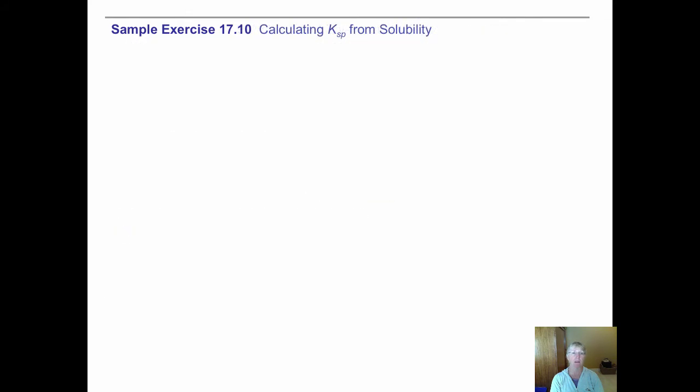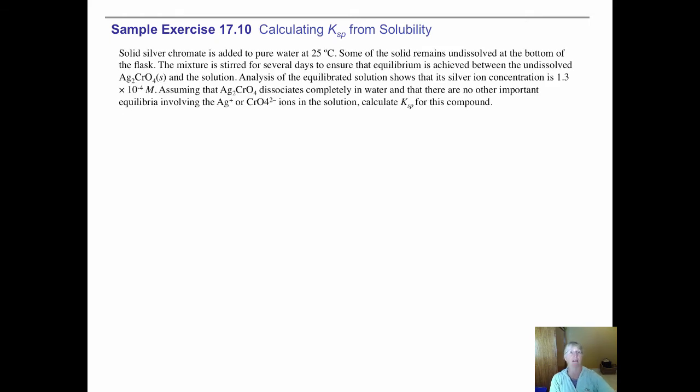Now, there's another sample exercise that shows how to calculate Ksp from solubility. This time, they tell you some solid silver chromate is added to pure water at 25 degrees Celsius. When they say some of the solid remains at the bottom undissolved, that means it's saturated. So now a little bit of silver and a little bit of chromate ions are going to go into solution.